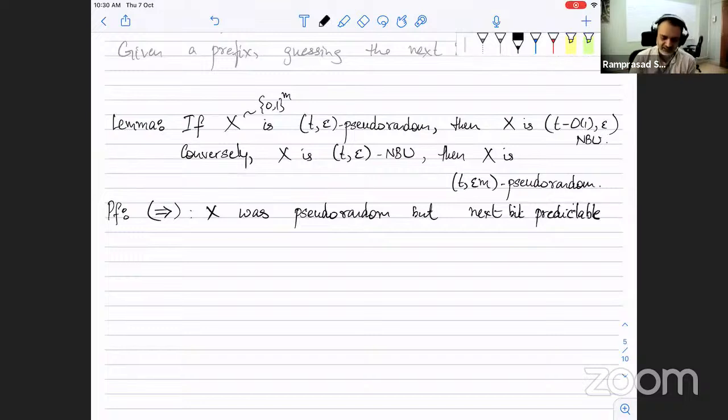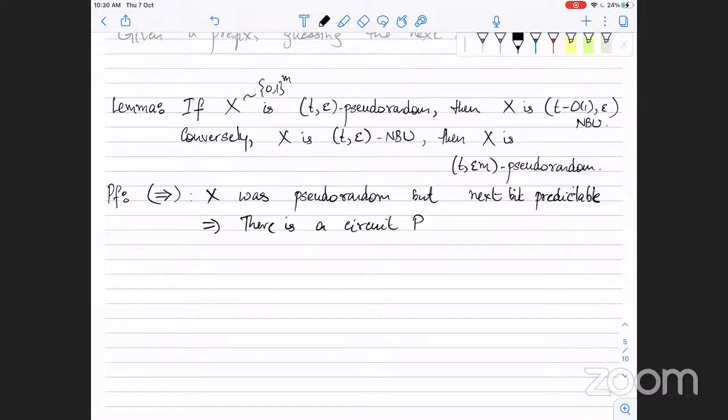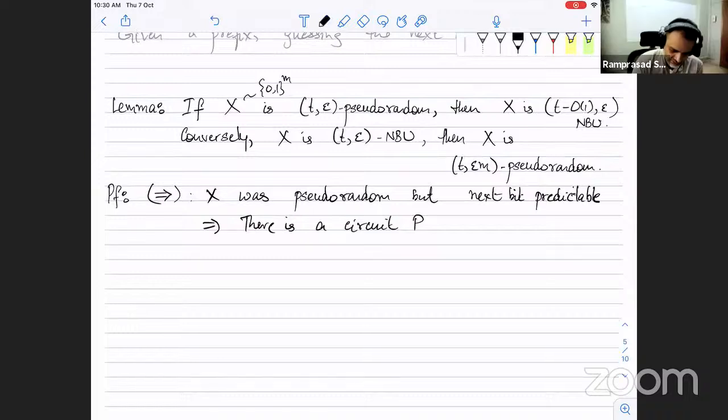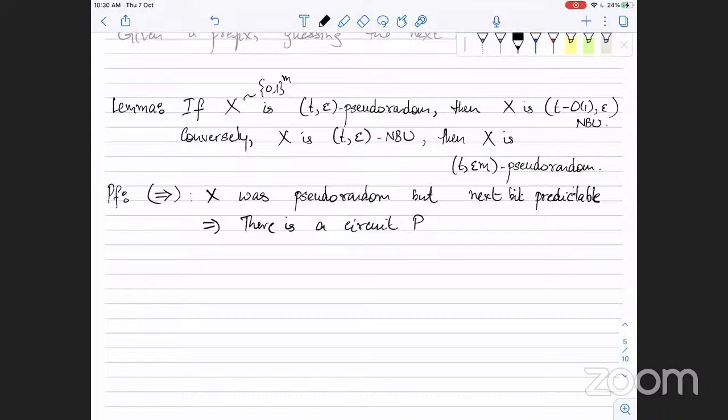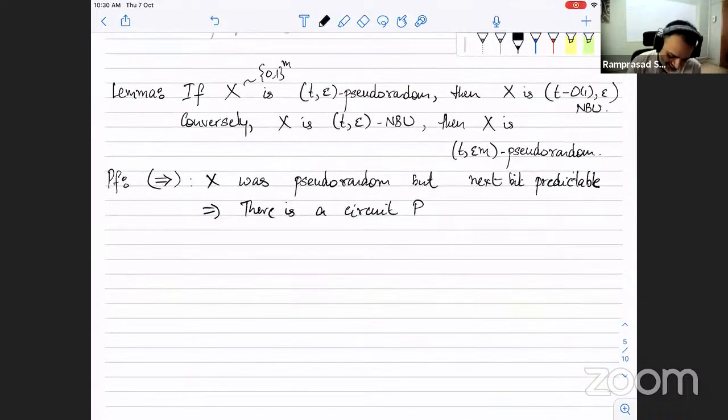What does this mean by definition? This means that there is a circuit P. You're proving the contrapositive, no? That's all you're going to prove. You're showing if it's next bit predictable, it's not pseudorandom. Yeah. Okay, fine. Well, whatever. I'll just write down what I was trying to say.